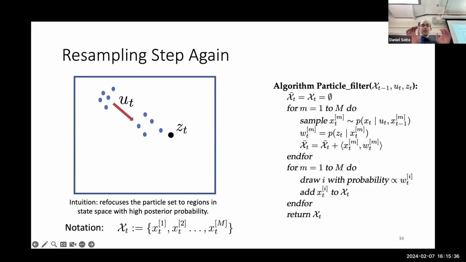But here, let's just assume for simplicity that if the particle is closer in Euclidean distance to ZT, then it has higher probability. And we visualize that with the bars. So the higher the bar, the higher the probability. And this one here has the highest probability because it's closest to ZT.